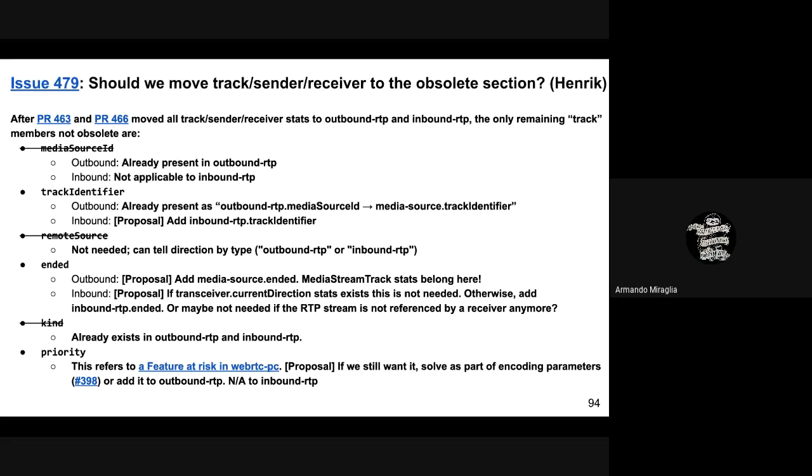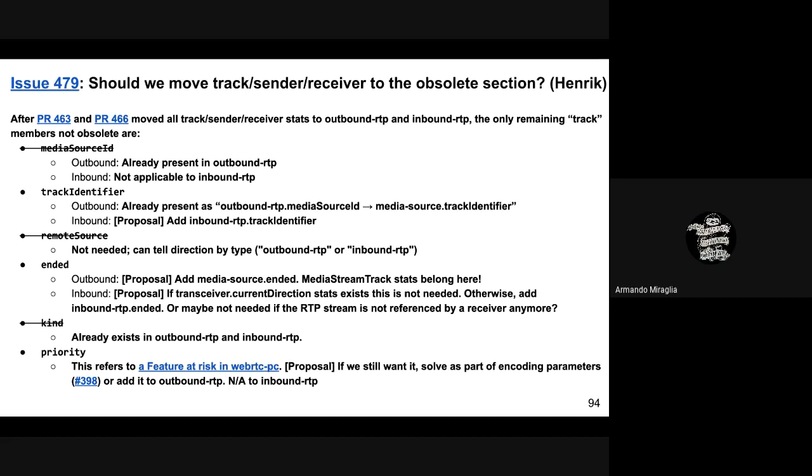And the only remaining thing is priority. Priority refers to a feature at risk from WebRTC PC. Again, I think if we really do want priority, this is an encoding parameter, so we should put it there, and there's follow-up discussion about where to put encoding parameter stats. Clearly, it shouldn't be in the track stats dictionary. So, add it or not.